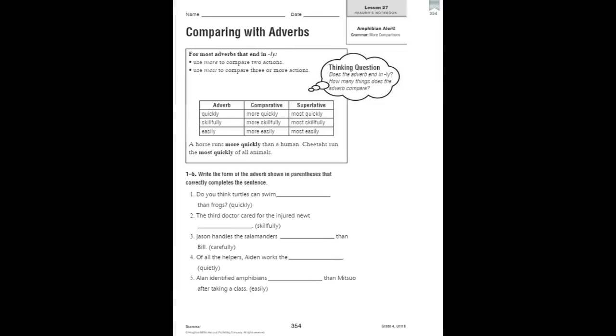Okay, then you're going to move on to 354 and compare with adverbs: information, chart, examples, thinking question. You're going to write the form of the adverb in parentheses that correctly completes the sentence. So this is a lot like the projectable. Remember, you're asking if it ends in ly and how many actions the adverb compares. Okay? Make sure to have your learning adult check your work when you're done.